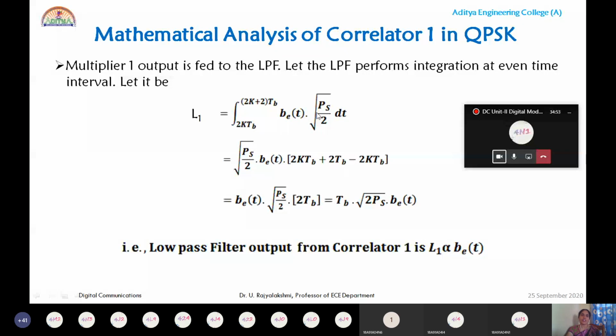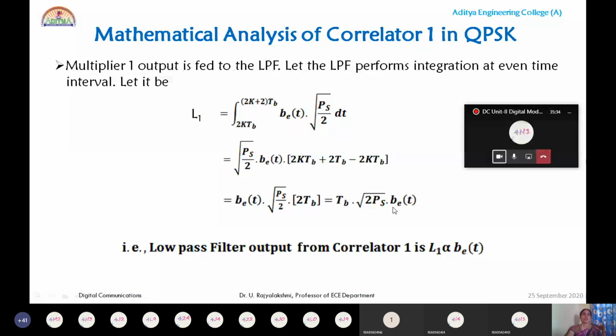Here b of t can be either plus 1 or minus 1. So b of t into 2k TB plus 2 TB minus 2k TB. We just applied the limits here, because integration dt is t. So apply the limits and you will get b of t into root ps by 2 into 2 TB. Take this 2 inside the root, so you will get 4, divided by 2 you have. So TB into root 2ps into b of t.